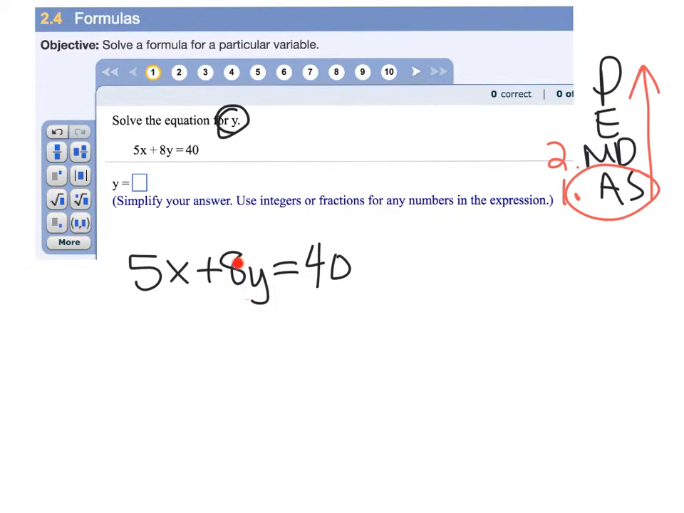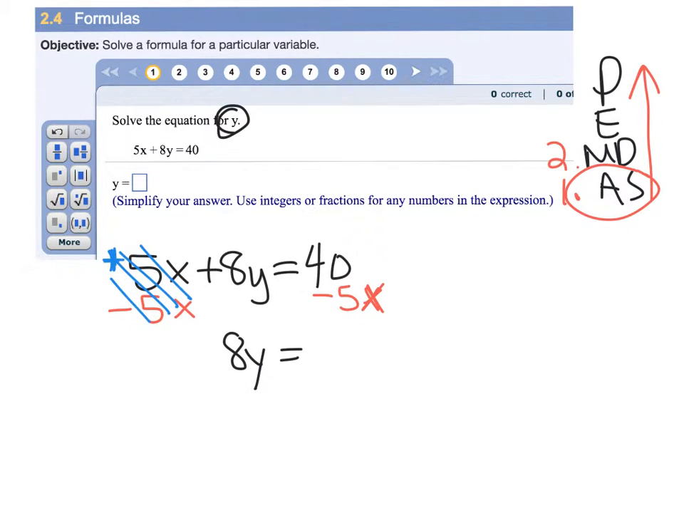So we want to get this 8y all by itself. So we need to get rid of the 5x. First thing you need to know is that's a positive 5x because there's no symbol in front of it, which means it must have been a positive 5x. So now, how do you get rid of that positive 5x? Well, you minus 5x from both sides. That's supposed to be an x. All right, so positive 5x minus 5x cancels out, and that leaves us with just 8y on the left side.